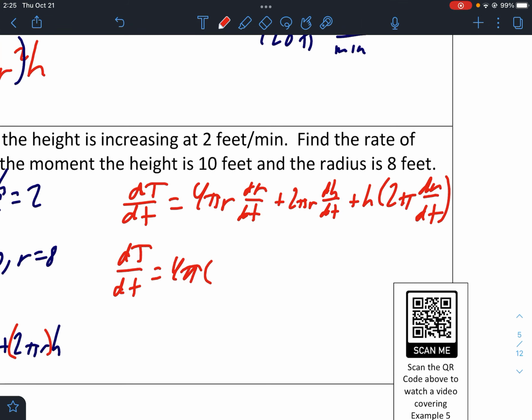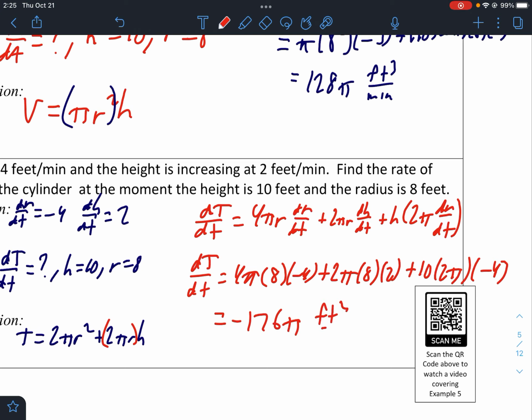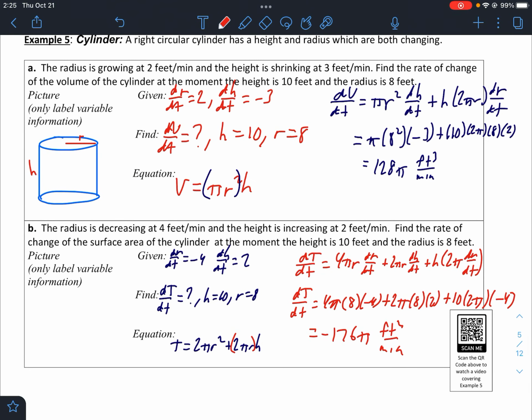Okay, and that's it. Then we're just going to put all of our numbers in that we know. So 4 pi r times -4 plus 2 pi r times 2 plus 10 times 2 pi times -4. And that should leave us with -176 pi square feet per minute. So when h is 10 and r is 8, the surface area of the cylinder is decreasing at a rate of 176 pi square feet per minute.